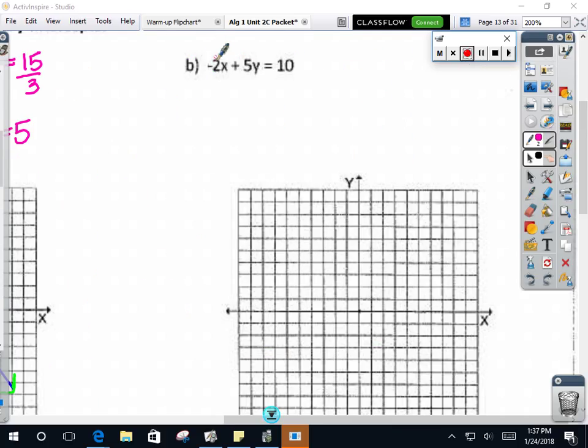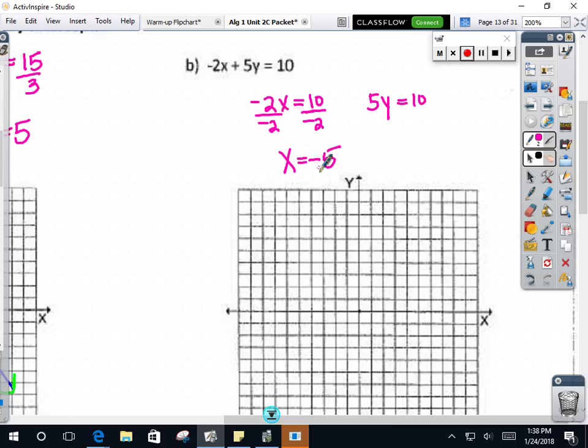Okay, so for this one, it's in standard form, ax plus by equals c. So instead of me taking the time to rewrite this one in slope-intercept form, I'm going to use my new method. I'm going to take that negative 2x and set it equal to 10, and I'm going to take the 5y and set it equal to 10. And then I'm going to solve for x and for y. To solve for x, you just divide by negative 2, and you end up with x equals negative 5.